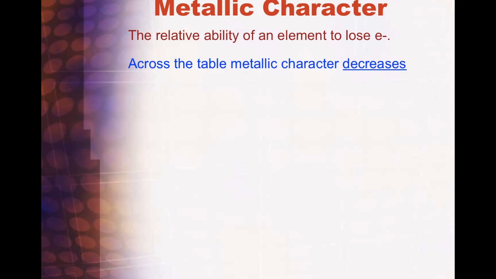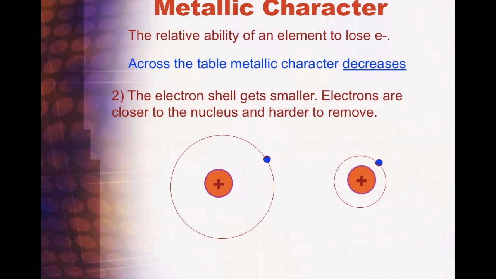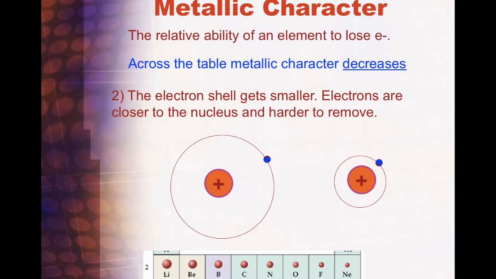But there's another reason that metallic character decreases going across the table, and this is because the atomic size decreases, as I mentioned earlier. As the electron shell gets smaller, the electrons are tugged in closer to the positively charged nucleus, where they feel the positive charge, which holds them in place, so it becomes harder to remove them.